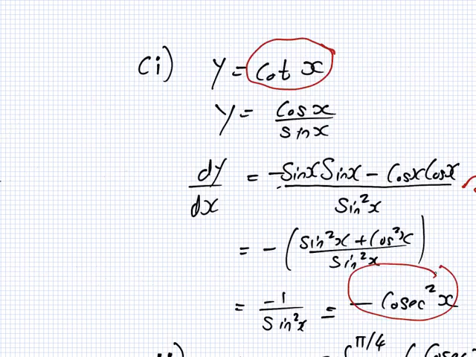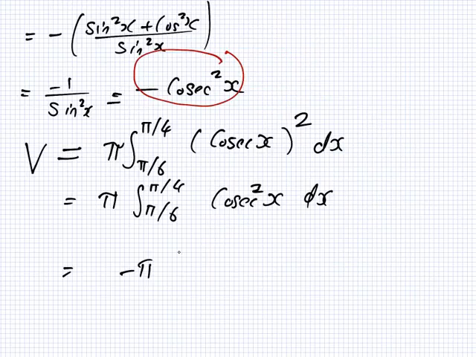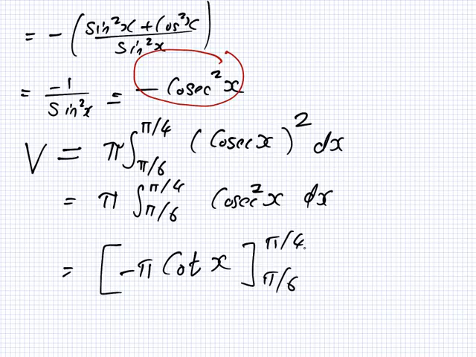So now down here, this will equal minus pi cotan x, from pi over 6 to pi over 4. You don't have to include the pi inside. No, you don't. You're right, you don't. That was part two. Okay.